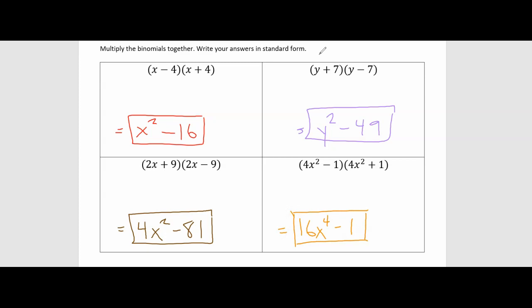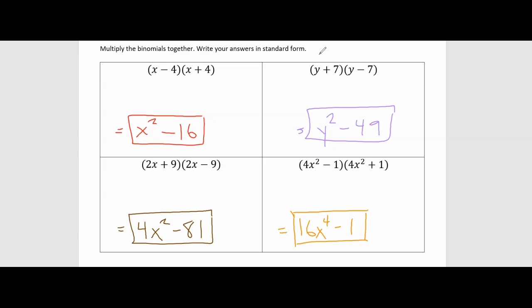So all of your answers here, they're not the same, but they do seem to follow a common pattern, right? There's no middle term, right? There's no x term for red. There's no y term for purple. There's no x term for brown. And there's no x squared term for the orange. So that x term just kind of disappeared on us.